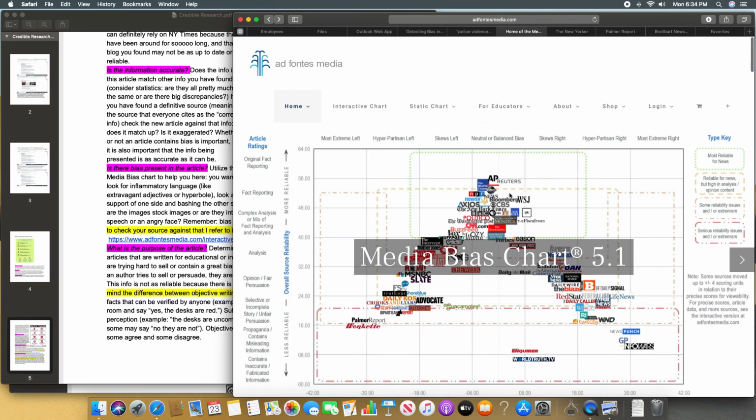If I find an article in Bloomberg, look, this is right up at the top. Neutral or balanced, right? Fact reporting, and original fact reporting. So anything in this green square, this is what you want to access. A little bit of bias isn't bad, but you don't want it to the point where it's slandering one opinion and fully supporting another one without questioning it. You want to go for fact reporting with analysis. So the stuff up here in this green box is good.